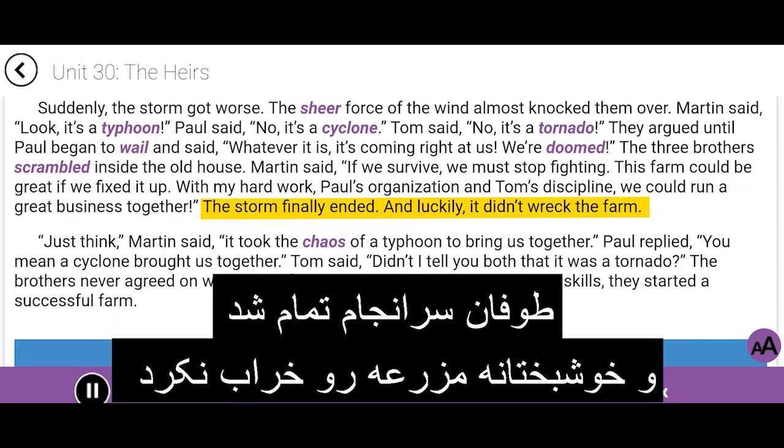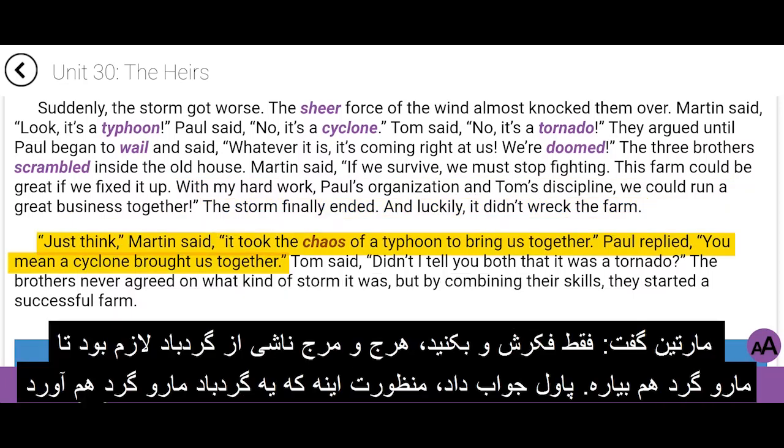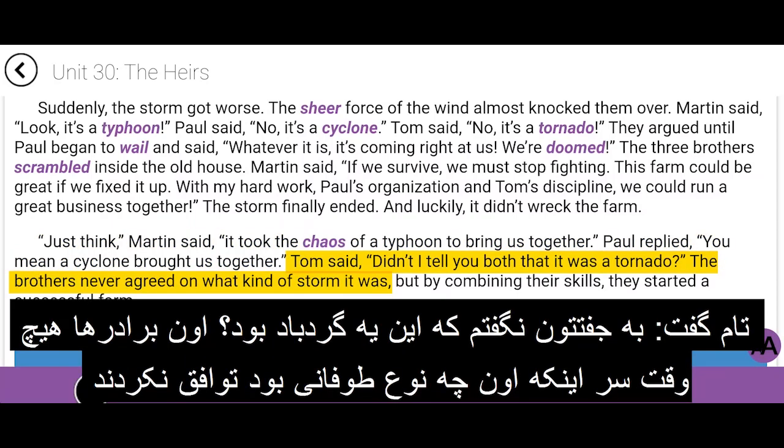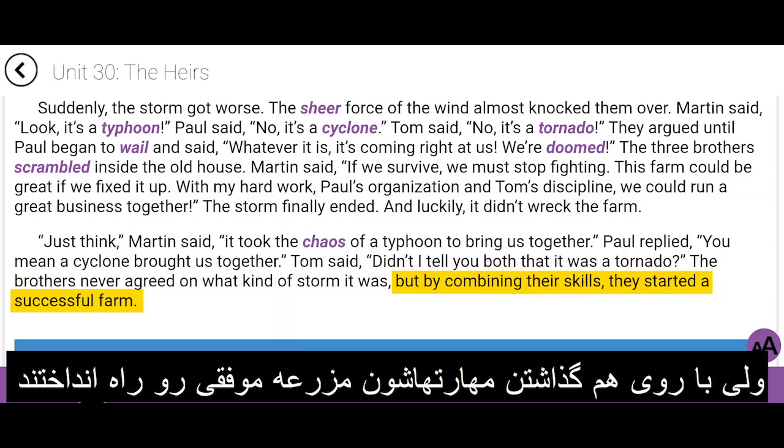The storm finally ended, and luckily it didn't wreck the farm. "Just think," Martin said, "it took the chaos of a typhoon to bring us together." Paul replied, "You mean a cyclone brought us together." Tom said, "Didn't I tell you both that it was a tornado?" The brothers never agreed on what kind of storm it was. But, by combining their skills, they started a successful farm.